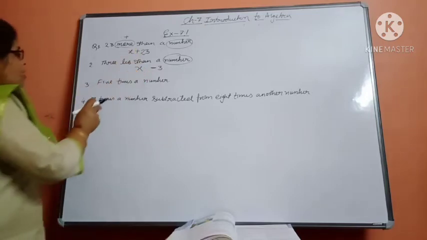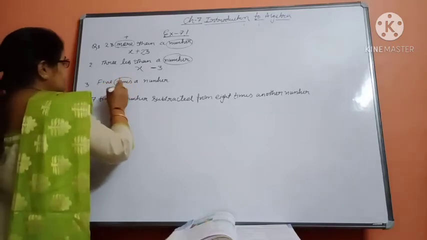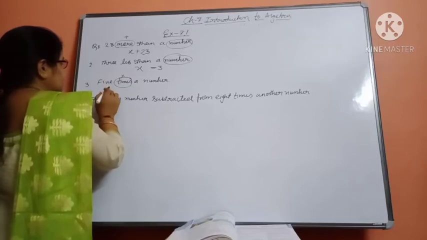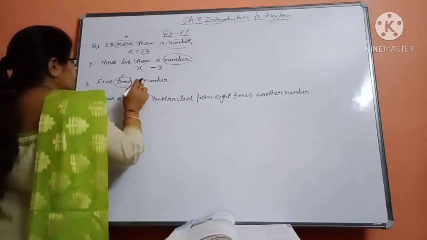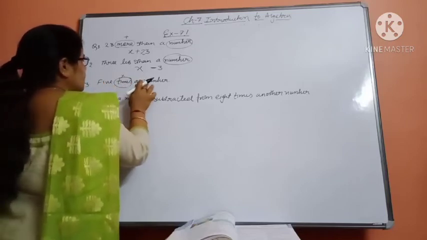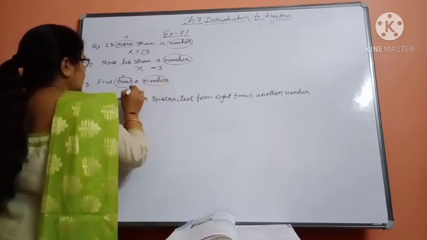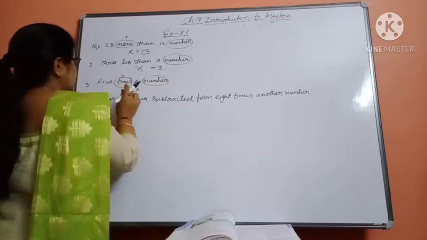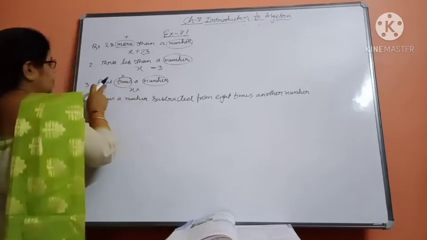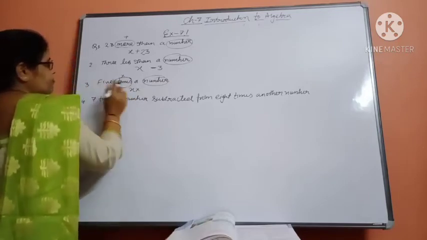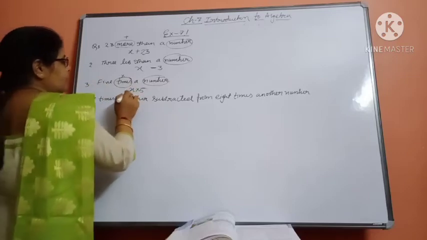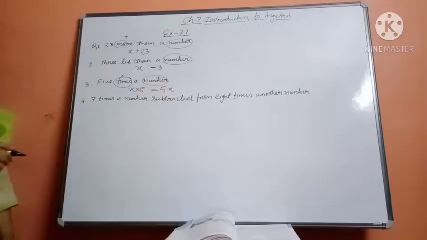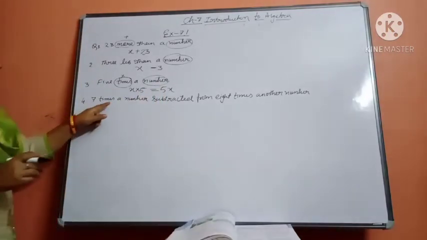Again see that, 5 times a number. Times means multiply. A number means x. By which number can we multiply? 5. So it will be 5 into x, which means we can directly write 5x. Okay, 5x. Now see that, 7 times a number.